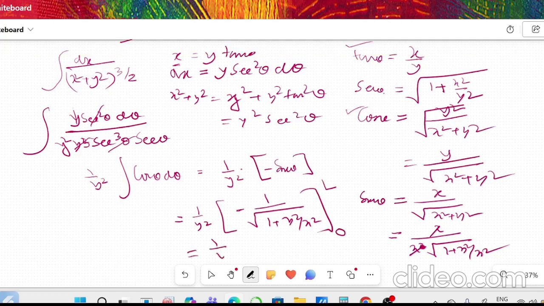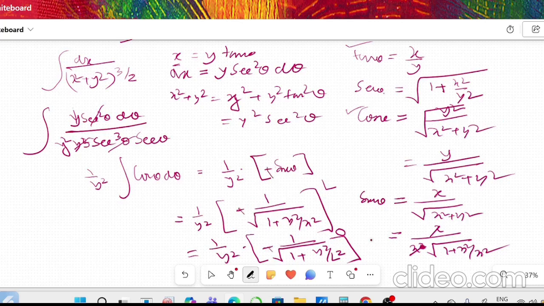So this is simply 1 by y square, and this becomes minus of 1 by root of 1 plus y square by L square. This is plus of sine theta. This is not a minus of sine theta.